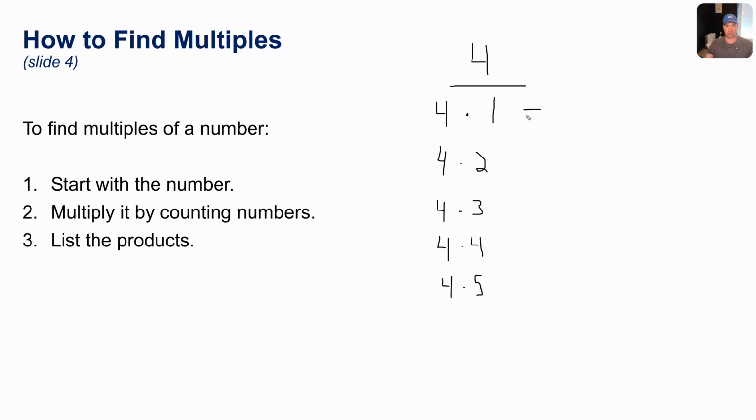Now, if I've figured out what the products are, we list them. 4 times 1 is 4, 4 times 2 is 8, 4 times 3 is 12, 4 times 4 is 16, 4 times 5 is 20. So these are your multiples of 4, which you could then list out. In answer form, you would have 4, 8, 12, 16, and 20 as the initial multiples of 4 that are, in this case, less than or equal to 20.